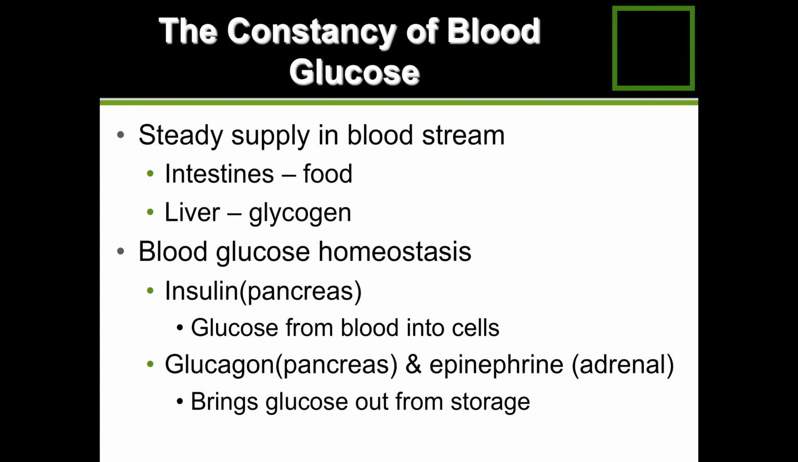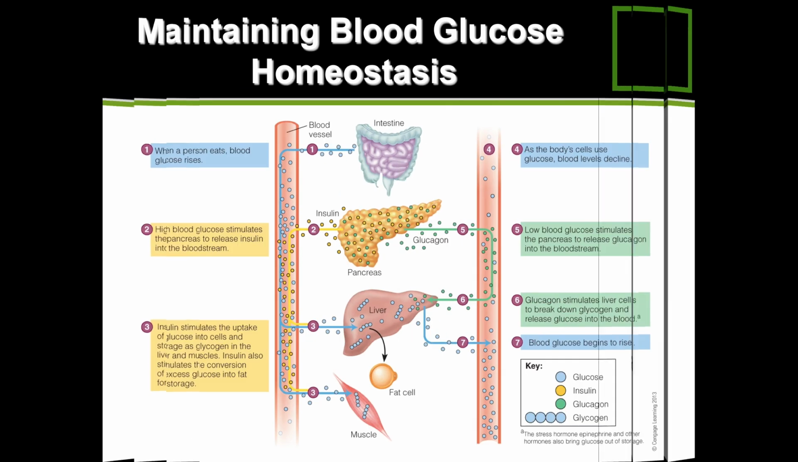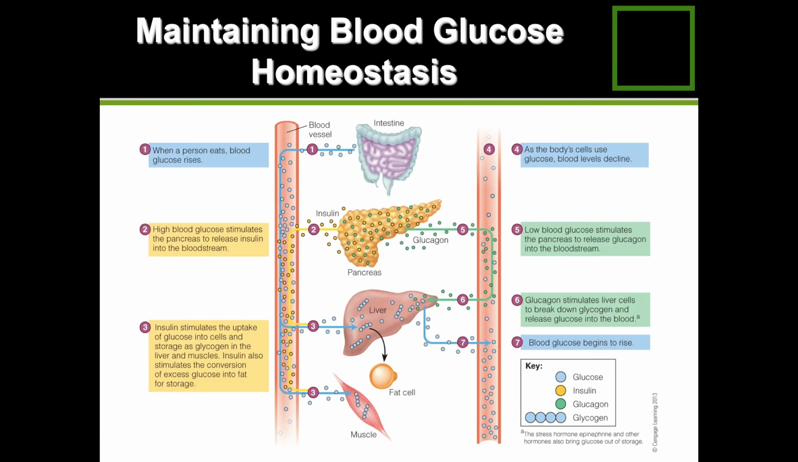So blood glucose homeostasis. This has a lot to do with your hormones. Insulin from your pancreas is one. What does insulin do? Insulin has two jobs. It gets glucose from the blood into the cells, and when you have excess glucose, it stores it as glycogen. Then you have glucagon from the pancreas and epinephrine from the adrenal glands, which bring the glucose out from storage. So it brings the glucose out from the glycogen storage.